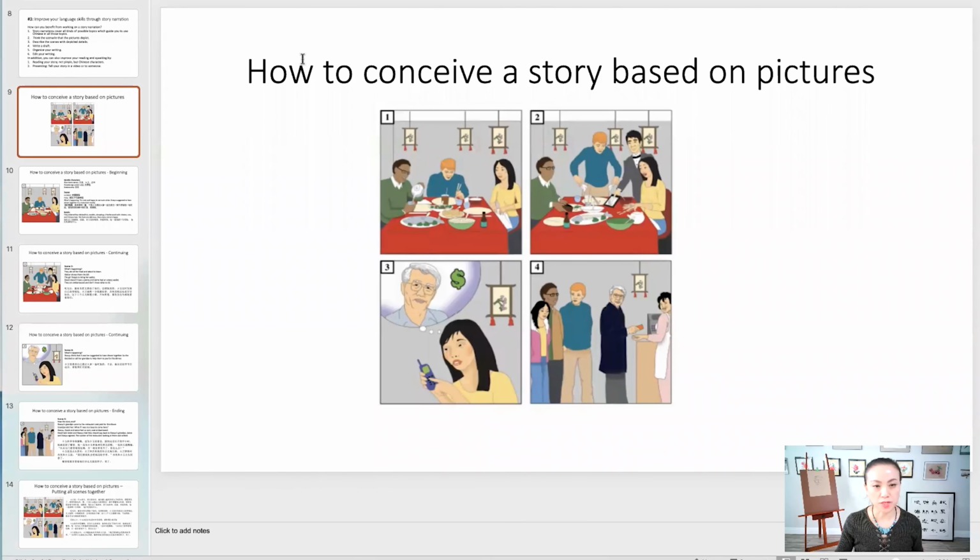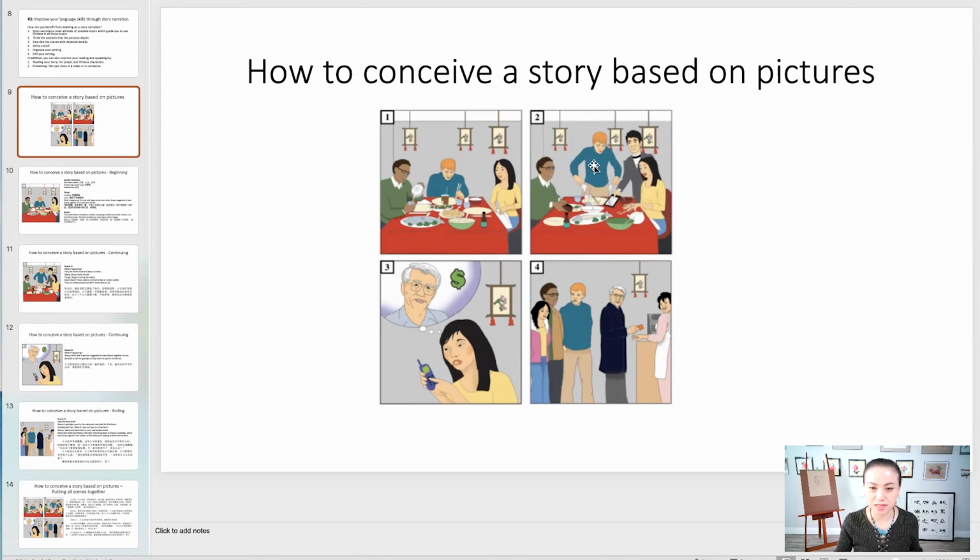So now we're going to talk about how to conceive a story based on pictures. So we're going to use this set of pictures. Simply put, you understand this set of pictures, not that hard to understand. This one girl, 2 boys, 2 men, they are eating. And after eating, the waiter brings the bill, and it looks like they don't have the money. See, she has the key, but she doesn't have the wallet.